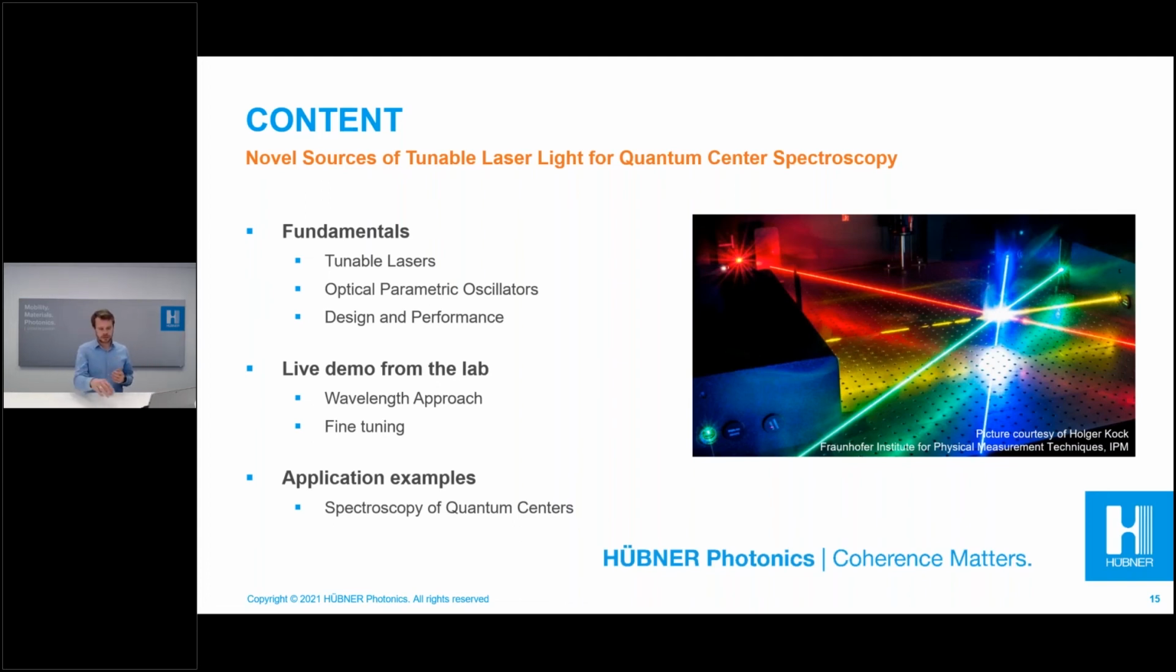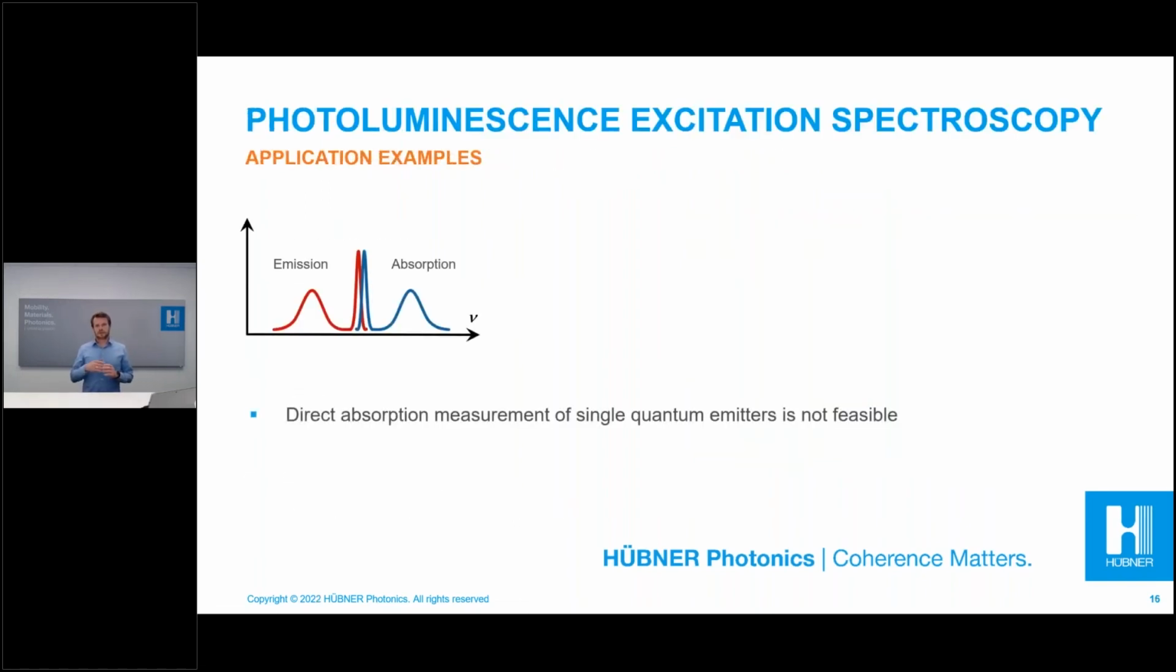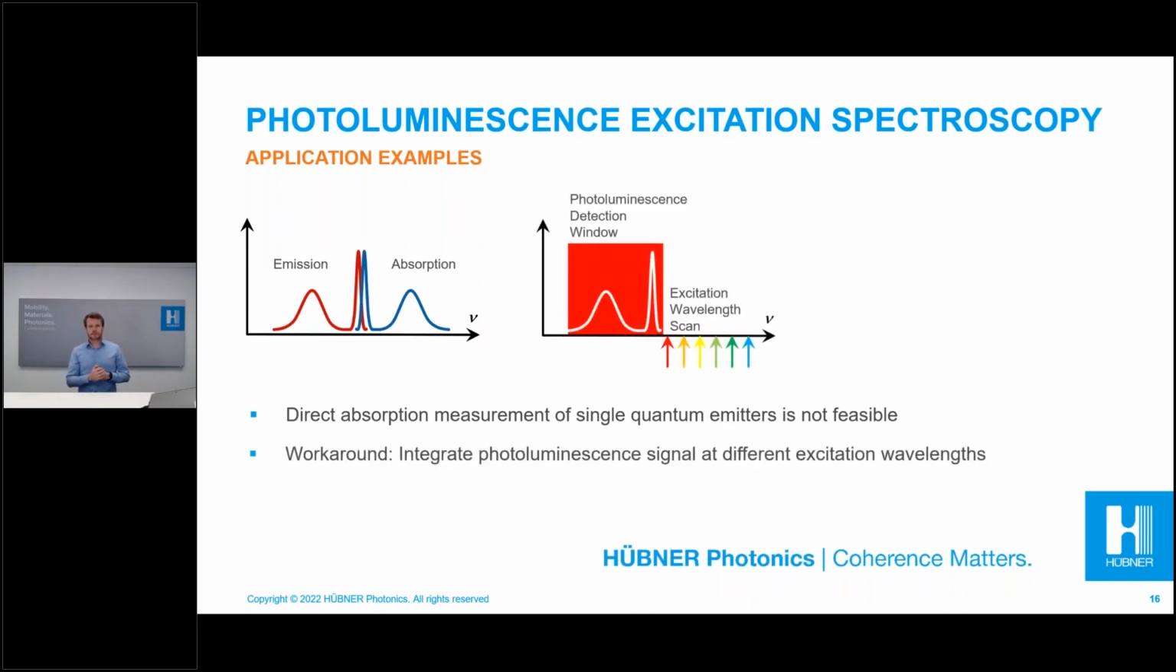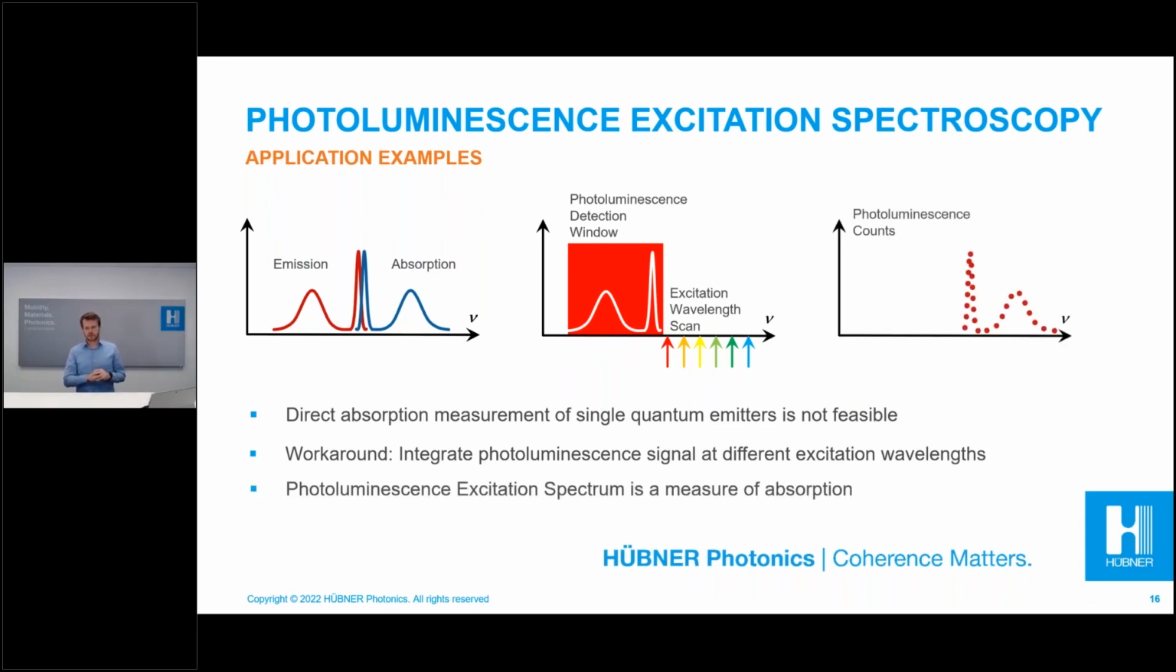in experimental quantum research. So I guess that many of you are well familiar with photoluminescence excitation spectroscopy, but let me give a brief introduction to those of you who aren't. The challenge with single quantum centers is that in most cases, it is impossible to measure the absorption cross-section directly. The way around that can be photoluminescence, where you excite the sample at different wavelengths and measure the photoluminescence signal with a really sensitive single photon detector.